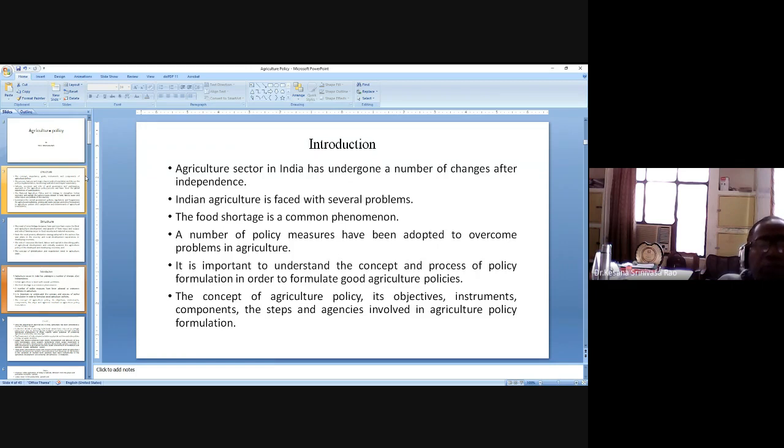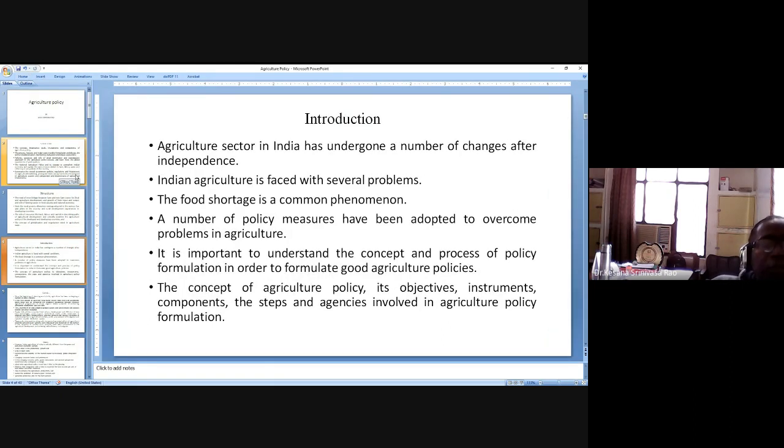several problems. Food shortage is a common phenomenon, as we all know very well. The policy can be framed to remove the shortages, understand the constraints, and decide how to go about it, to develop agriculture over a period of time. A number of policy measures have been adopted to overcome the problems in agriculture, that also we can see. And it is important to understand the concept and process of policy formulation in order to formulate good agriculture policies. So these are the three things which we are going to discuss today.